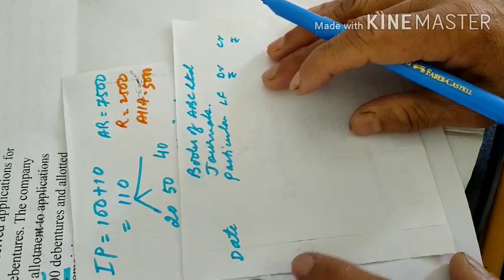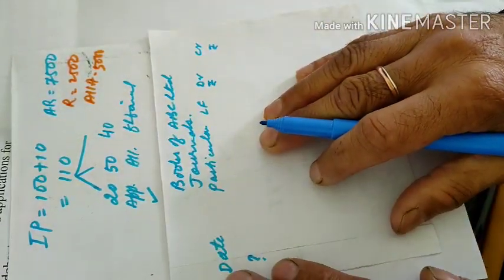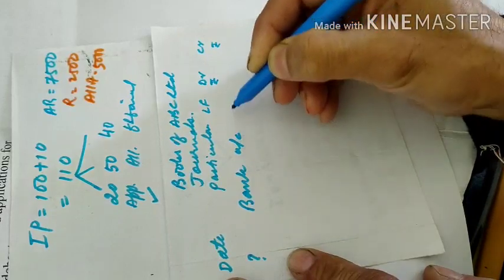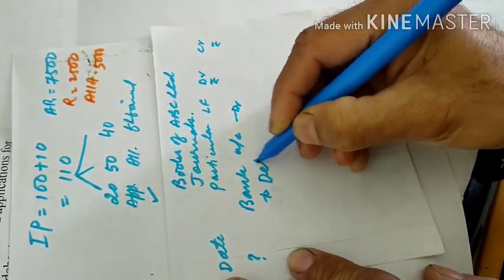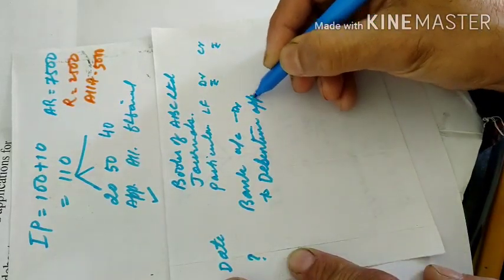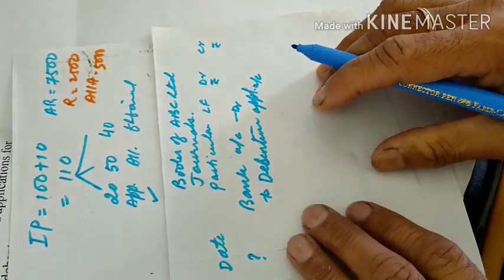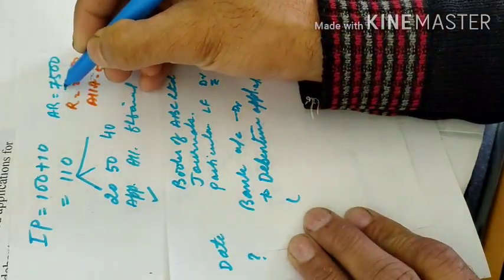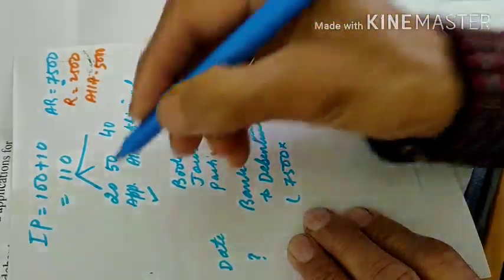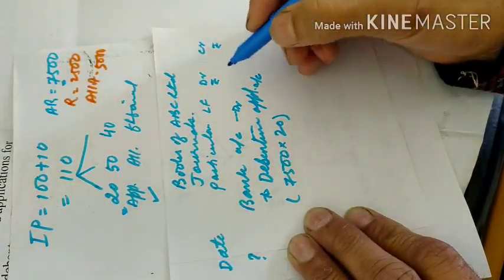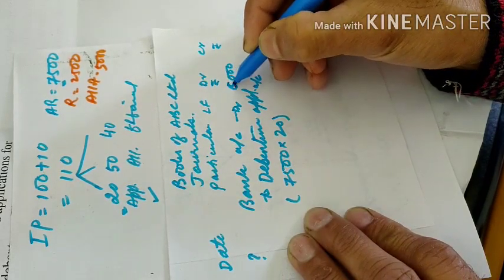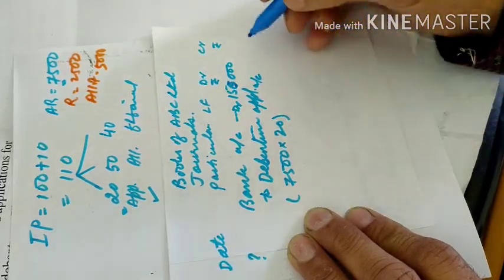Now we'll proceed with the journal. No date is given, so question mark. First is for application received. Application received: Bank account debit to debenture application account. Here the debenture application money has been received for 7,500 debentures at the rate of application 20, so 7,500 into 20 gives you 1,50,000. Debenture application amount is also 1,50,000.